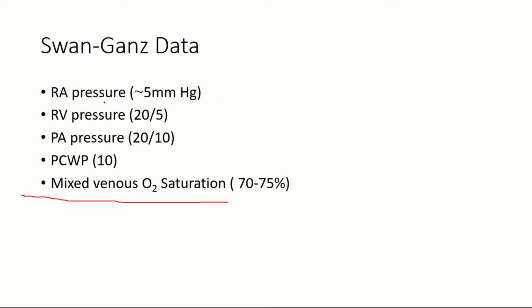So these are all the parameters here that can be measured using Swan-Ganz catheter. We have the right atrial pressure, right ventricular pressure, pulmonary artery pressure, pulmonary capillary wedge pressure, and mixed venous oxygen saturation. I've written all of these along with their normal value here. And later in the video, we'll learn how we can use these parameters to differentiate the types of the shock.